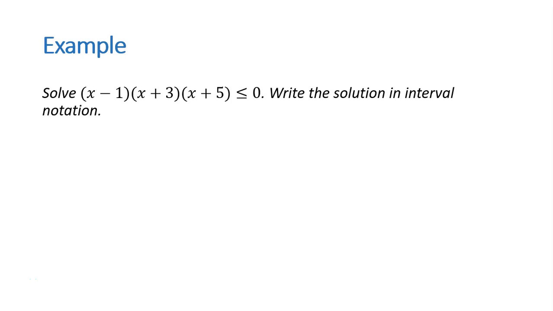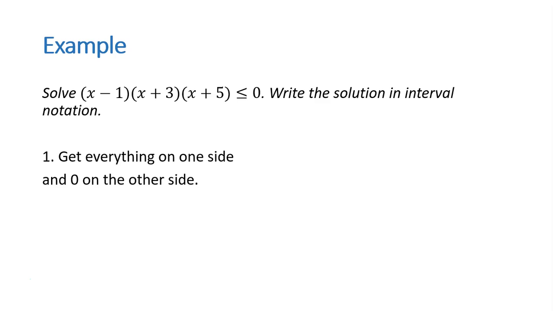Let's try another one. So now we want to solve (x - 1)(x + 3)(x + 5) ≤ 0. Our first step is to get everything on one side and 0 on the other side. Well, in this case, the step is already done for us. And in addition, it's fully factored.